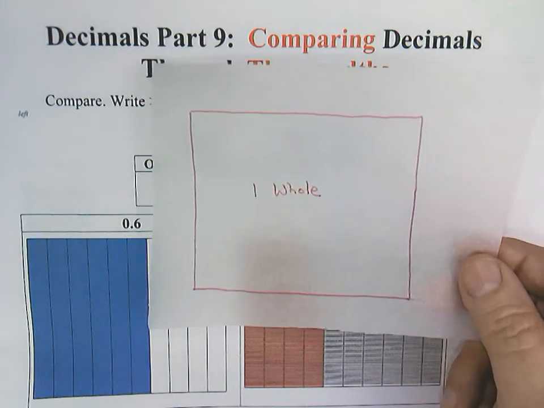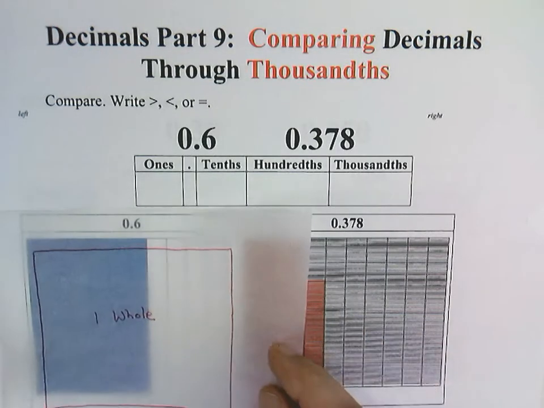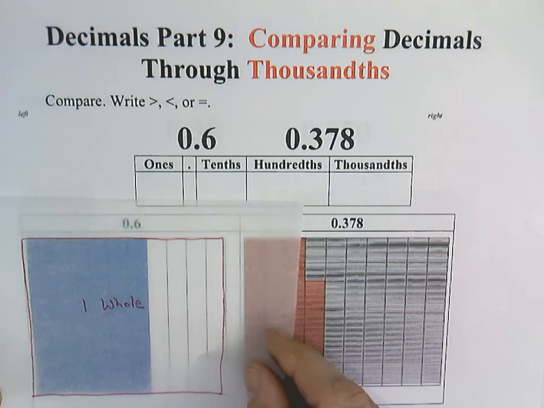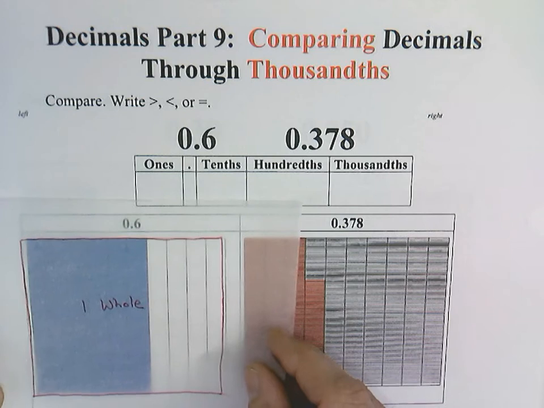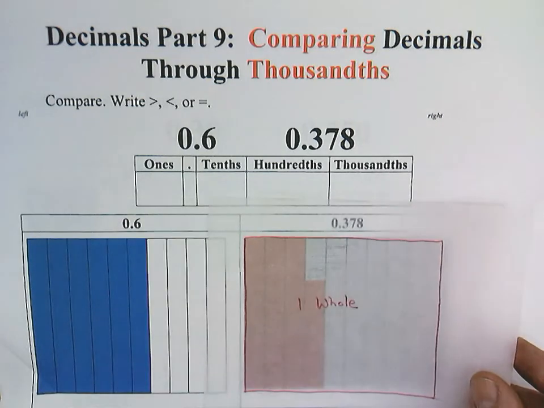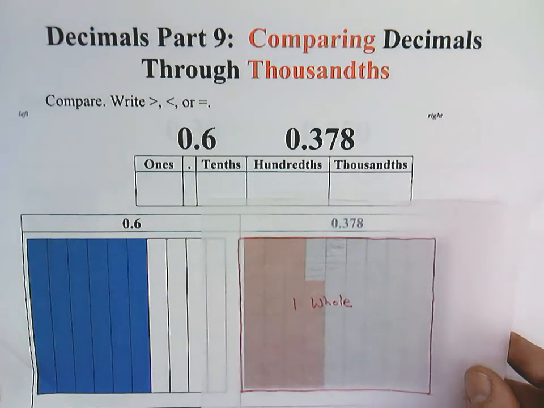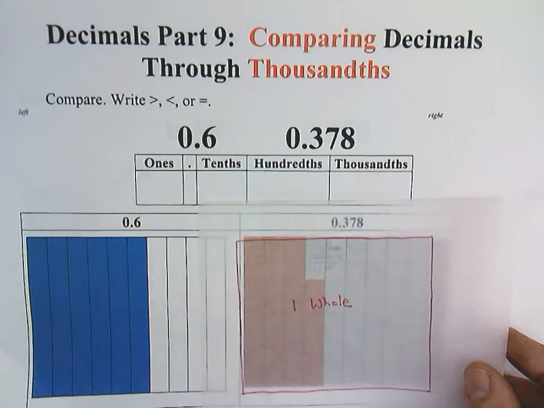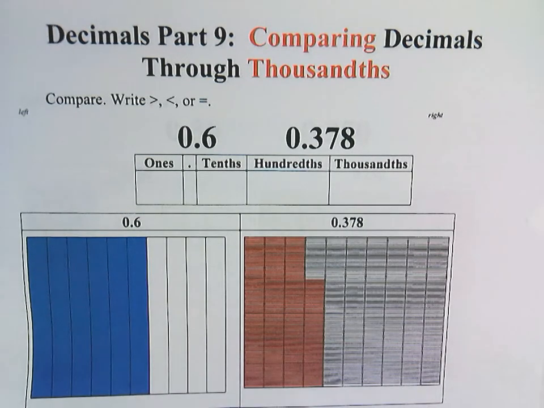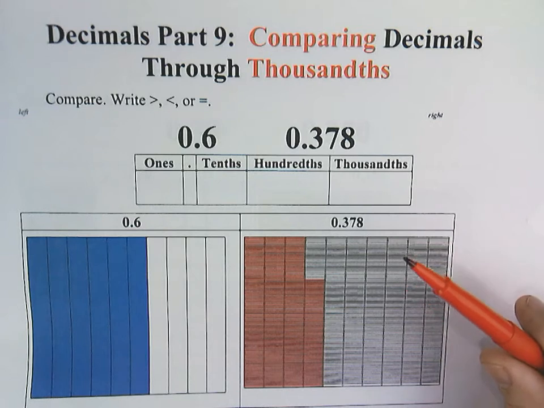So this would be 1 whole. And if I lay this on top of our 6/10ths, you can see that the blue part is less. And if I lay it on top of the 378 thousandths, you can see that the red part here is less than 1 whole. So it's less than 1 whole.